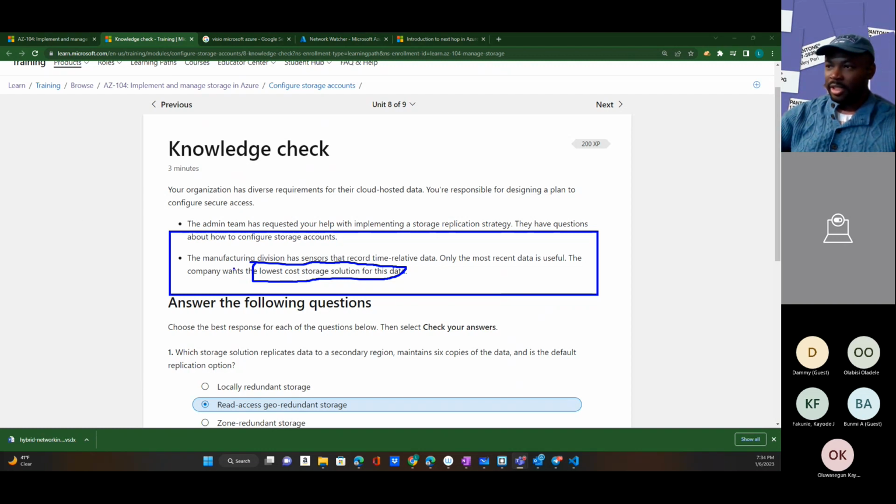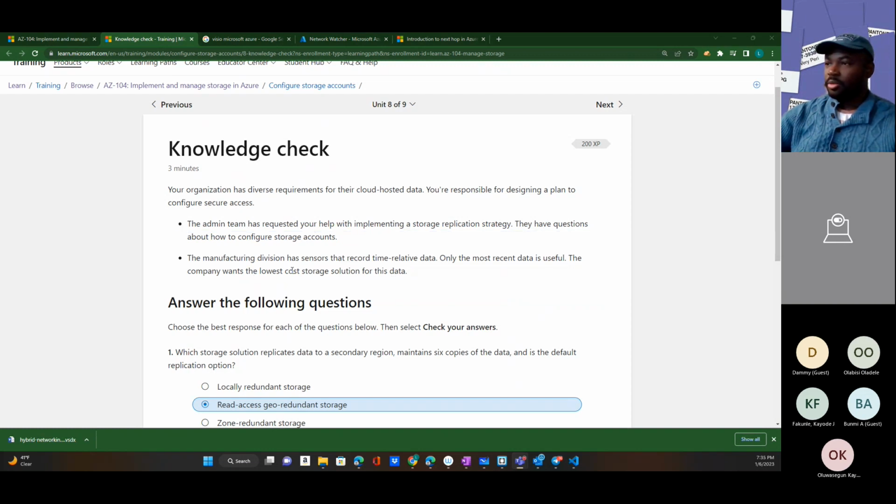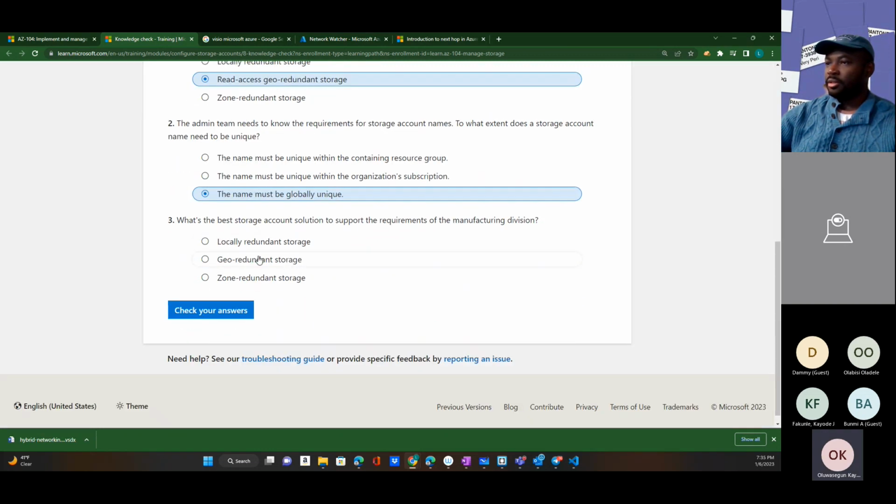So now, in this case, the manufacturing division has sensors that record time-relative data. Only the most recent data is useful. They want the lowest cost storage solution. And that's A. That's A. A, is that everybody's answer?